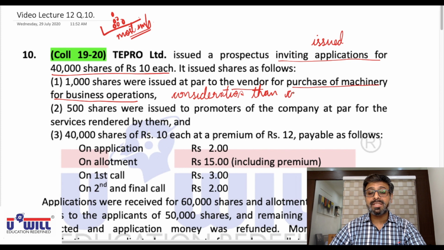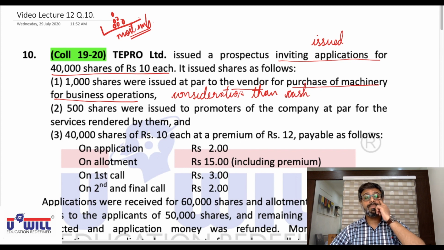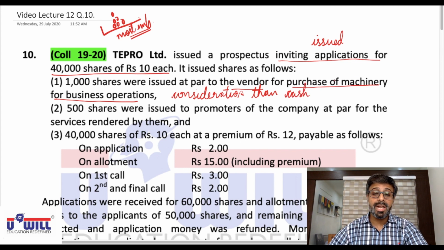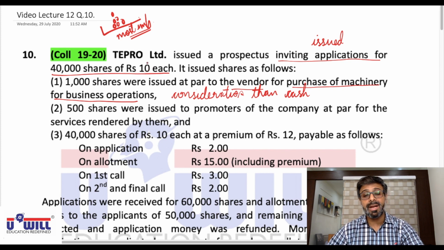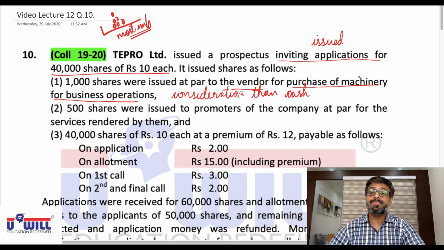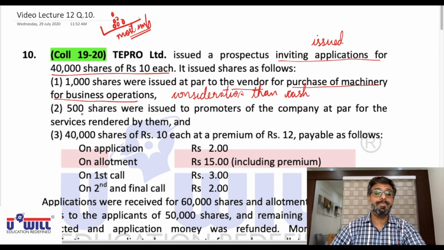What is the entry to be passed? We used to pass two entries. First entry, machinery account debit to vendor account, 1,000 shares are issued, so its value would be 1,000 into 10, 10,000. And second entry, vendor account debit to share capital account. We will pass a combined entry here, and we have done it earlier also. Machinery comes in, so machinery account debit. Shares go out, so credit equity share capital account directly with 1,000 into 10, 10,000.